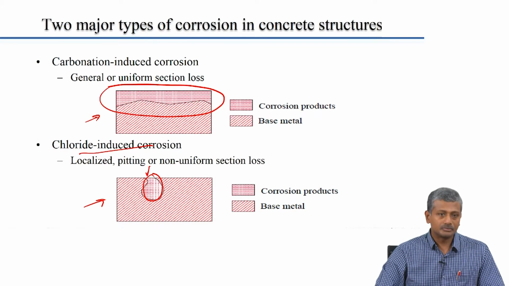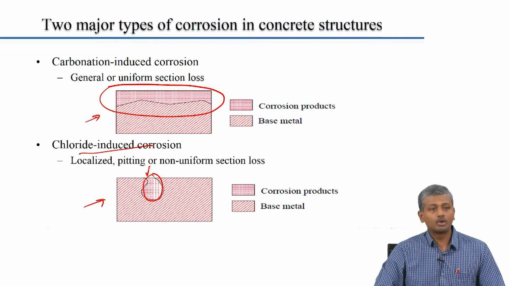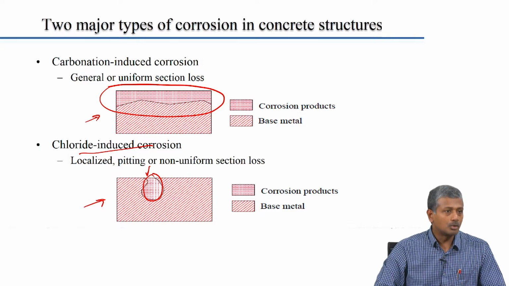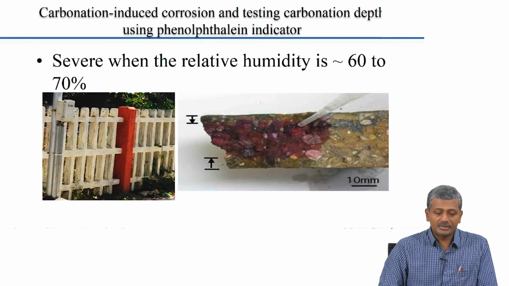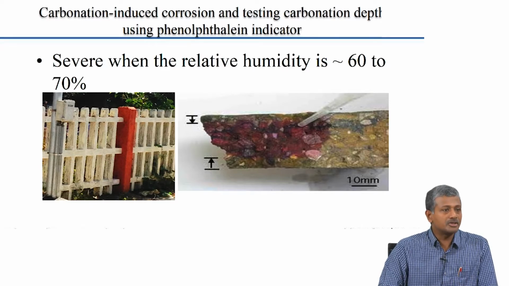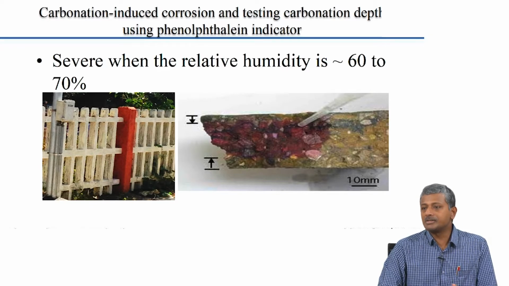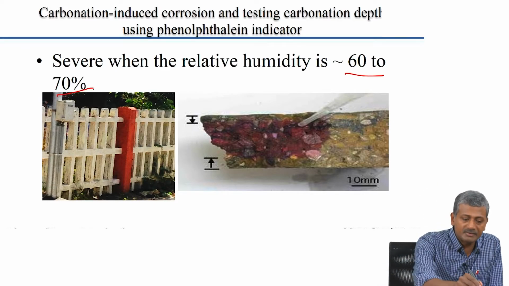Okay. So, the chloride induced corrosion, which leads to pitting type corrosion because of non-uniform section loss, is a lot more dangerous as compared to the carbonation induced corrosion. So, again this is carbonation induced corrosion, which we talked about: carbonation or carbon dioxide penetration into the concrete is extremely severe, particularly for certain ranges of relative humidity between 60 and 70%.